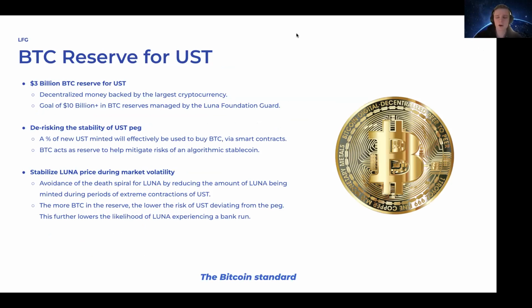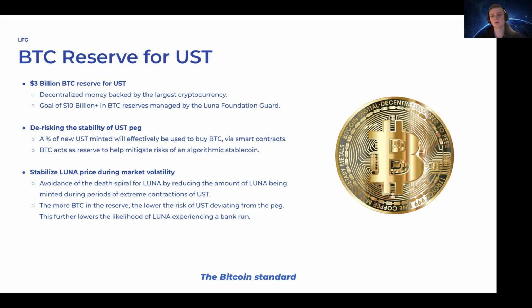Next up, you might have heard that Terra is building a BTC reserve. This has been all over the news lately, and it's true. If you remember, I mentioned before, to mint a Terra USD or a UST, you need to burn $1 worth of Luna. So you have $1 worth of Luna and you get 1 UST back. That's built into the system, and that's how you generate a UST or you mint it.